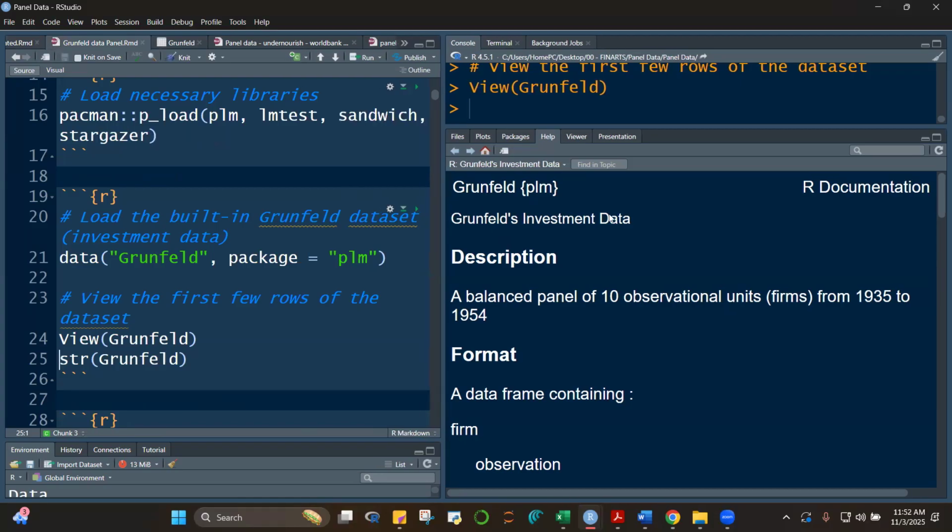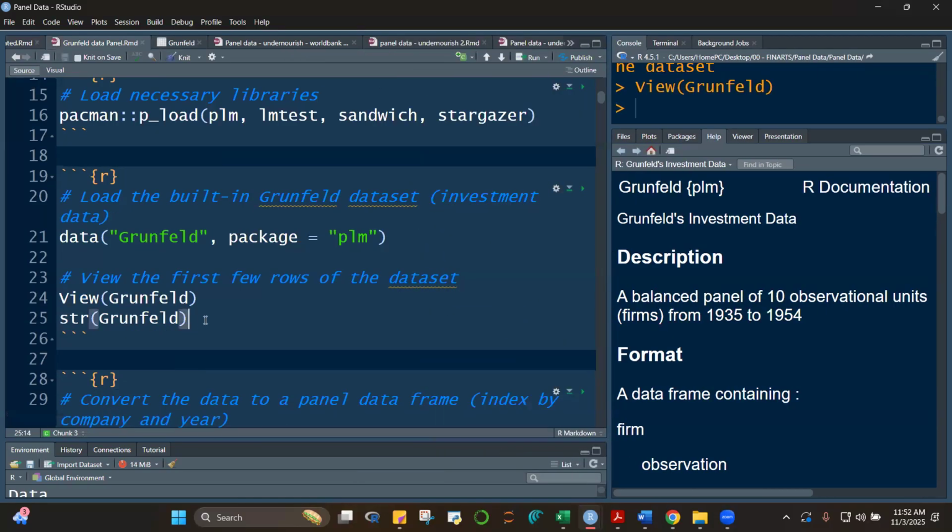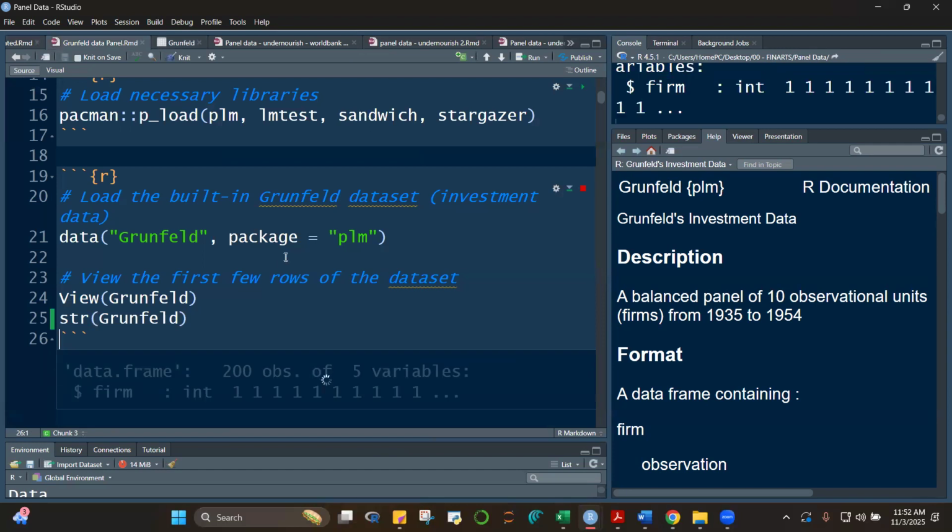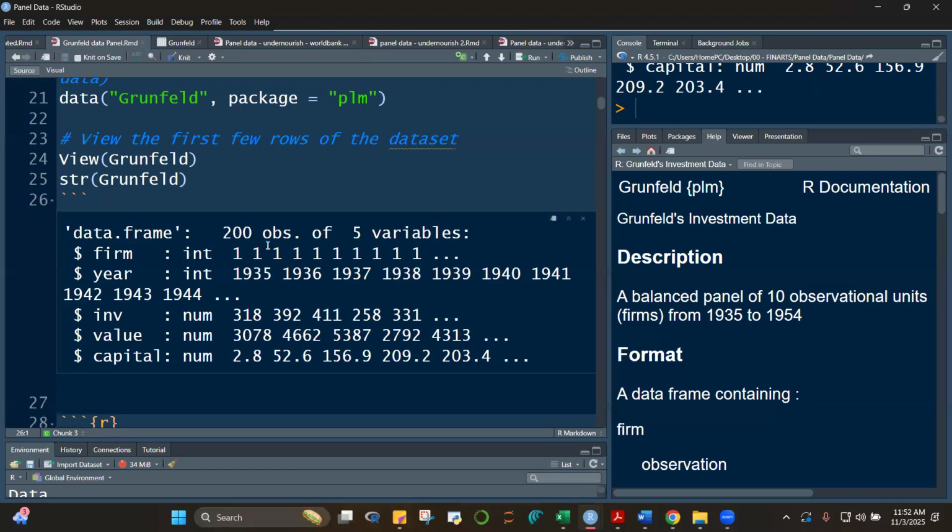Okay, let's now get the structure of this, str. And you can see that it's a data frame, 200 observations, 5 variables. What are the 5 variables? Firm, year, investment, value, and capital.